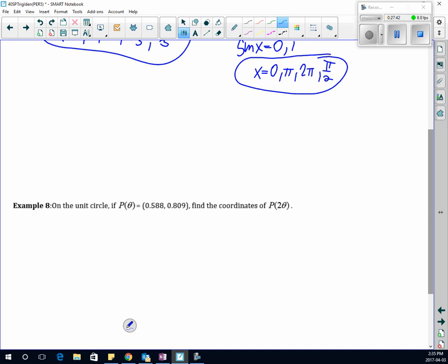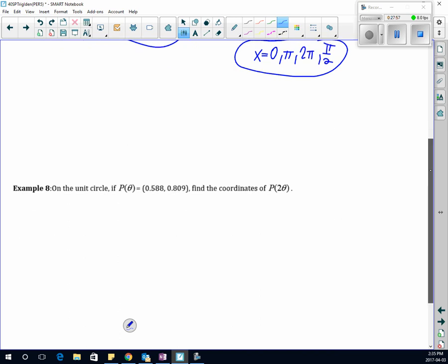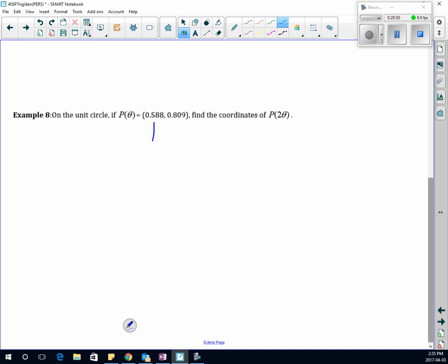Really hard. Okay. Who remembers what P of theta represents? It's a point on the unit circle. So what does that mean? What does 0.588 represent? Not just x. Cosine. This is my cos theta, right? And that one there is my sine theta. So this would be a calculator question because it's got decimals in it. But anyways, how would I figure out the coordinates of P of 2 theta?